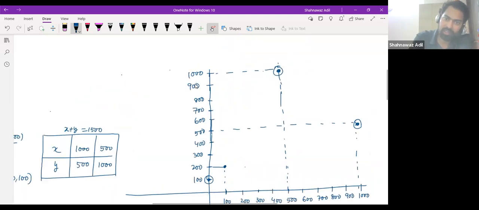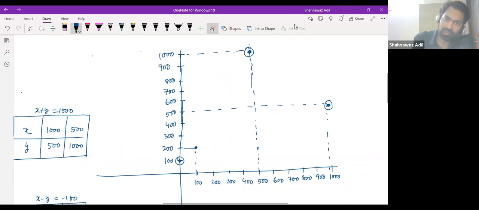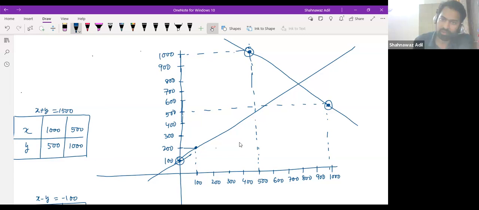So one line is this one, right? And the other line is this one. I guess this should be around 700, but we are getting it at some other place, right? So the answer should be 700 comma 800, right? This is the answer. So this coordinate is 700 comma 800.